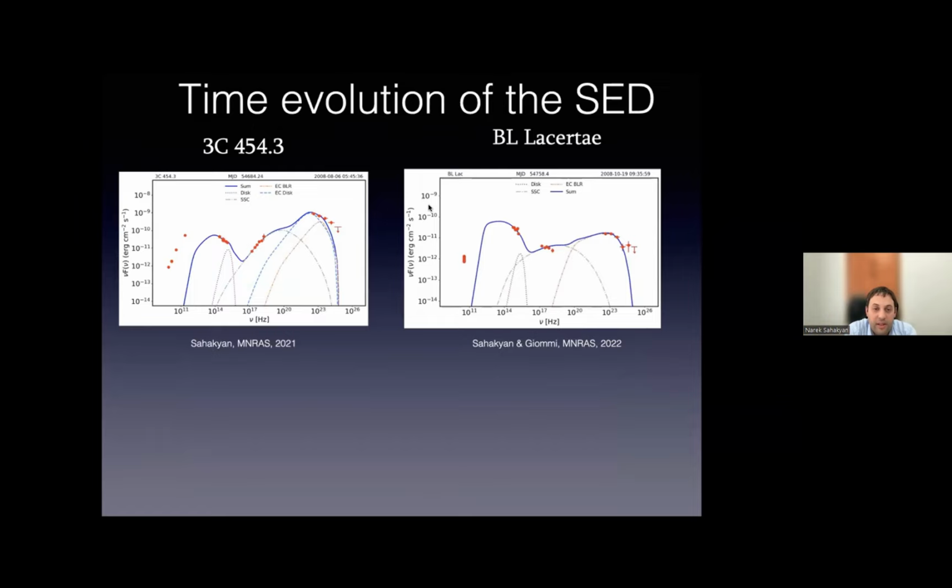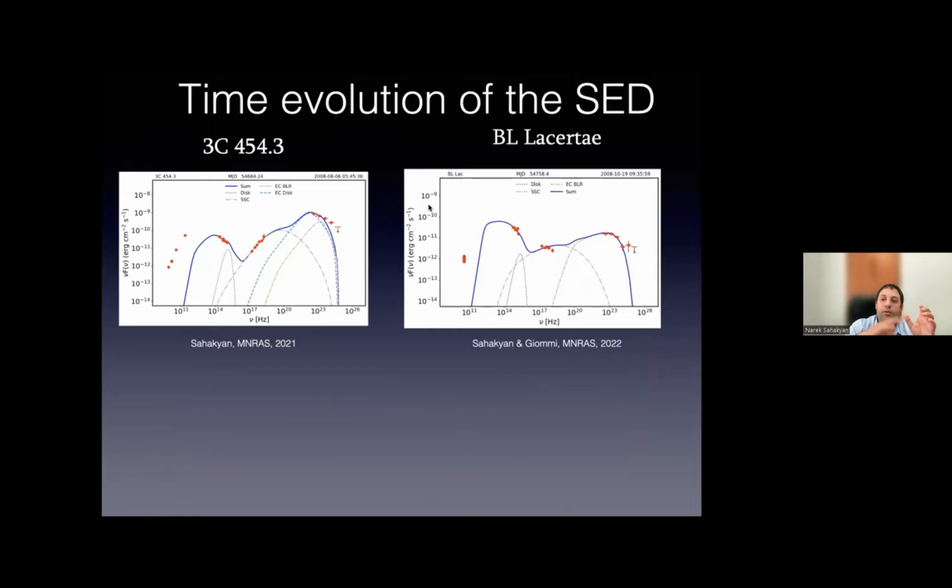As an example, I show here two blazars, 3C 454.3 and another, both of which are typical FSRQ and BL Lac type blazars. From the SED cube animation that I showed you a few slides before, we selected all the data points that have enough data and can be modeled. For each source, we separated, for 3C 454.3 362 SEDs, and for the other 540-something SEDs. We model each of them with the one-zone scenario that I discussed in the previous slide.